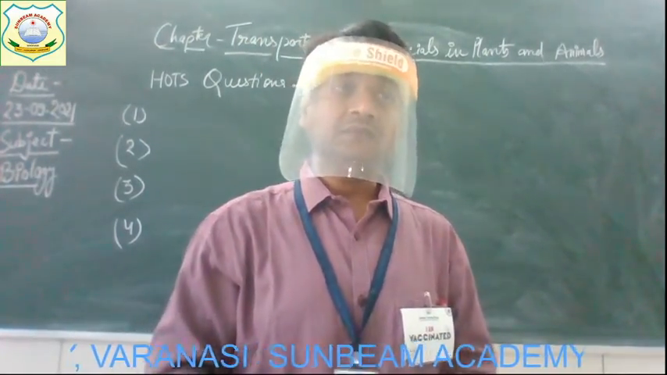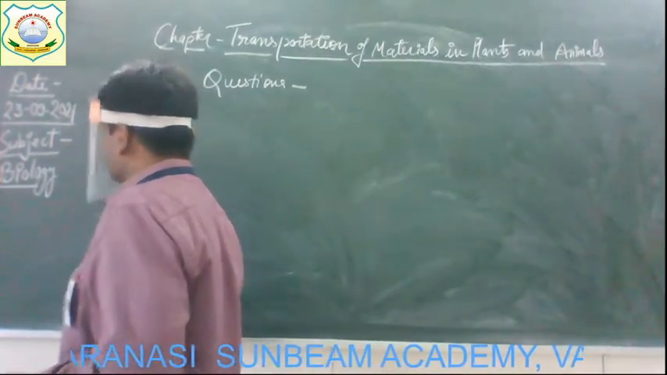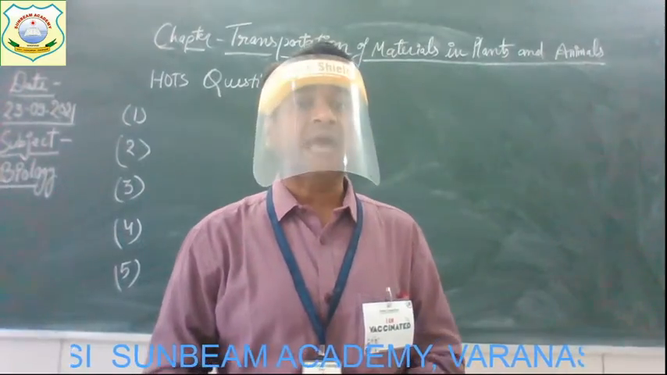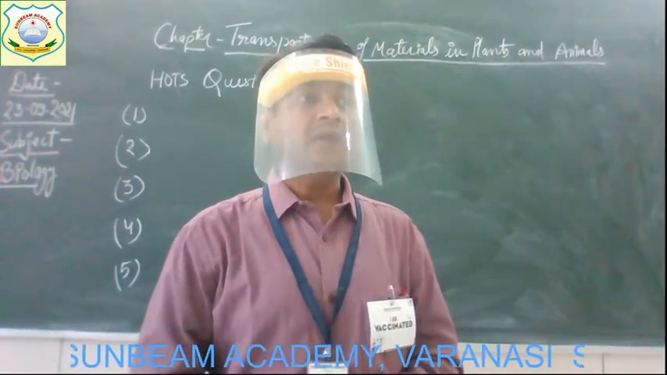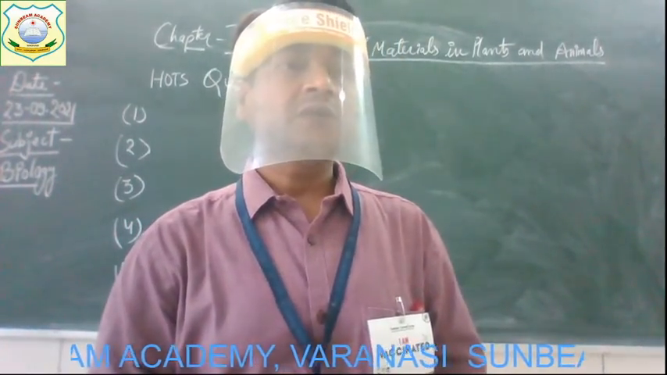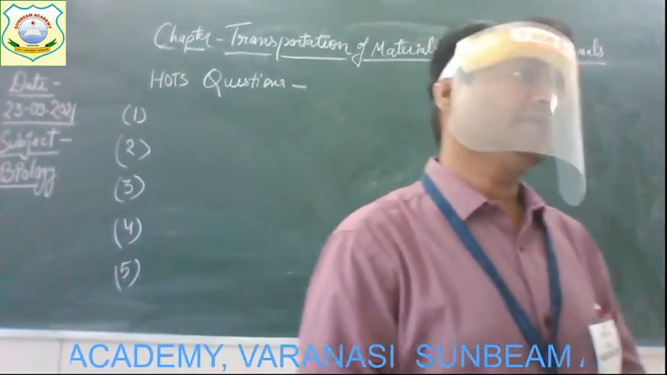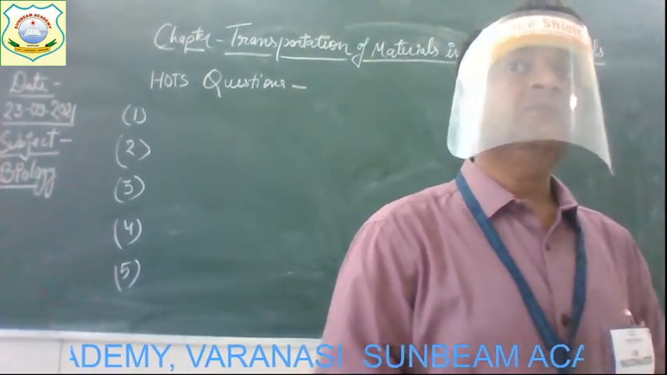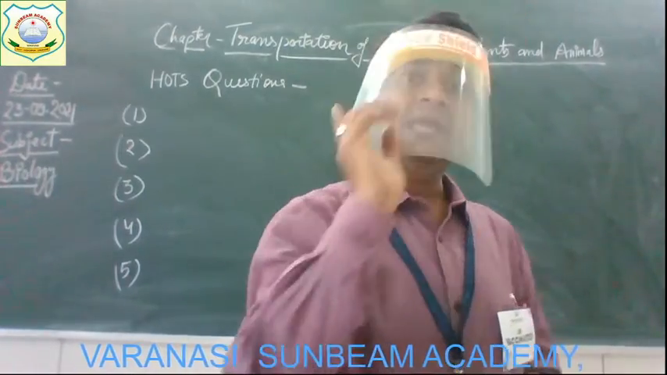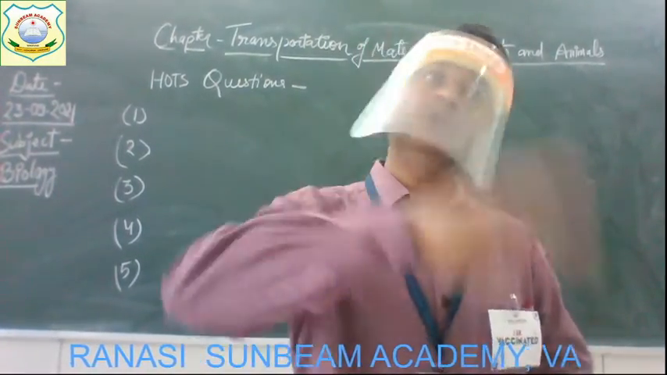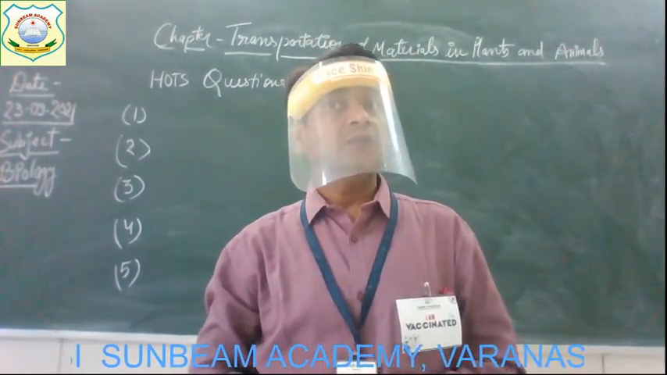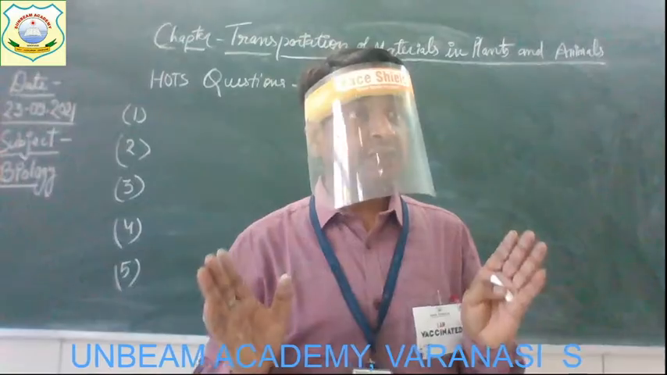Get it? Now the next question, number 5. The question is: xylem transports sap upwards only, whereas phloem transports food in both directions. Why do you think there is a difference? Xylem transports material in only one direction, upward, whereas phloem transports in both directions, upward and downward. So why is there a difference? Think about that. Very simple, children.